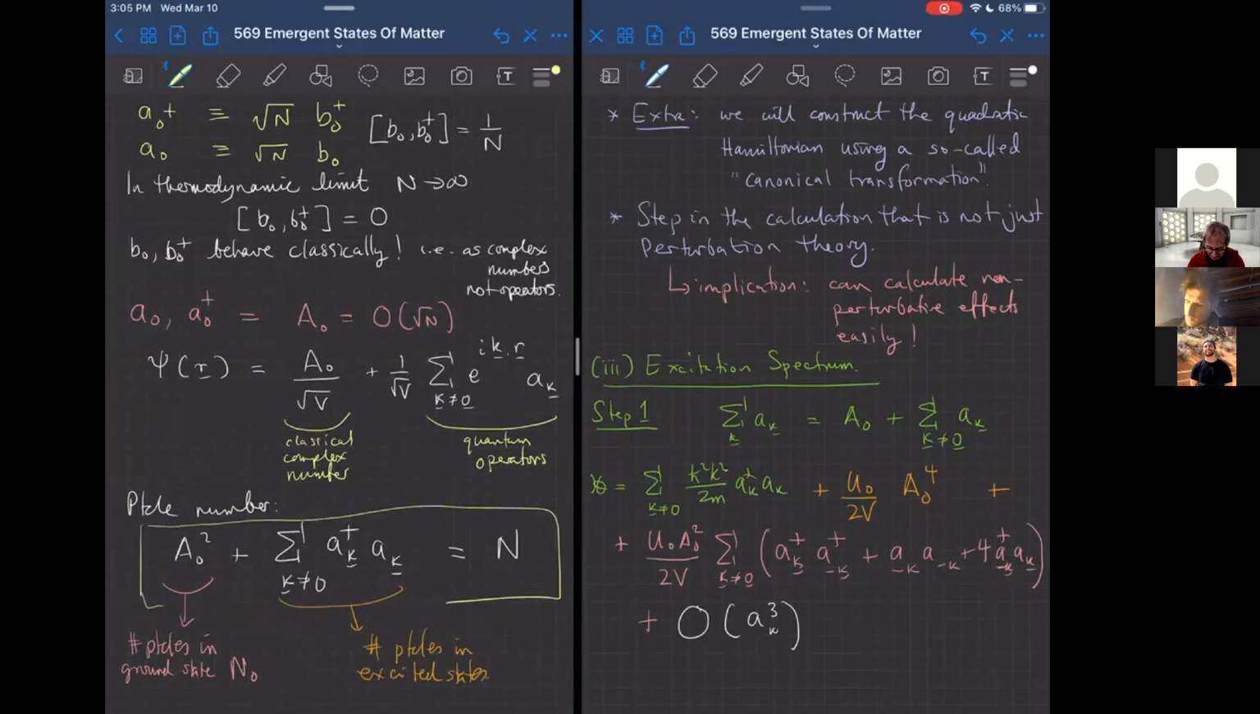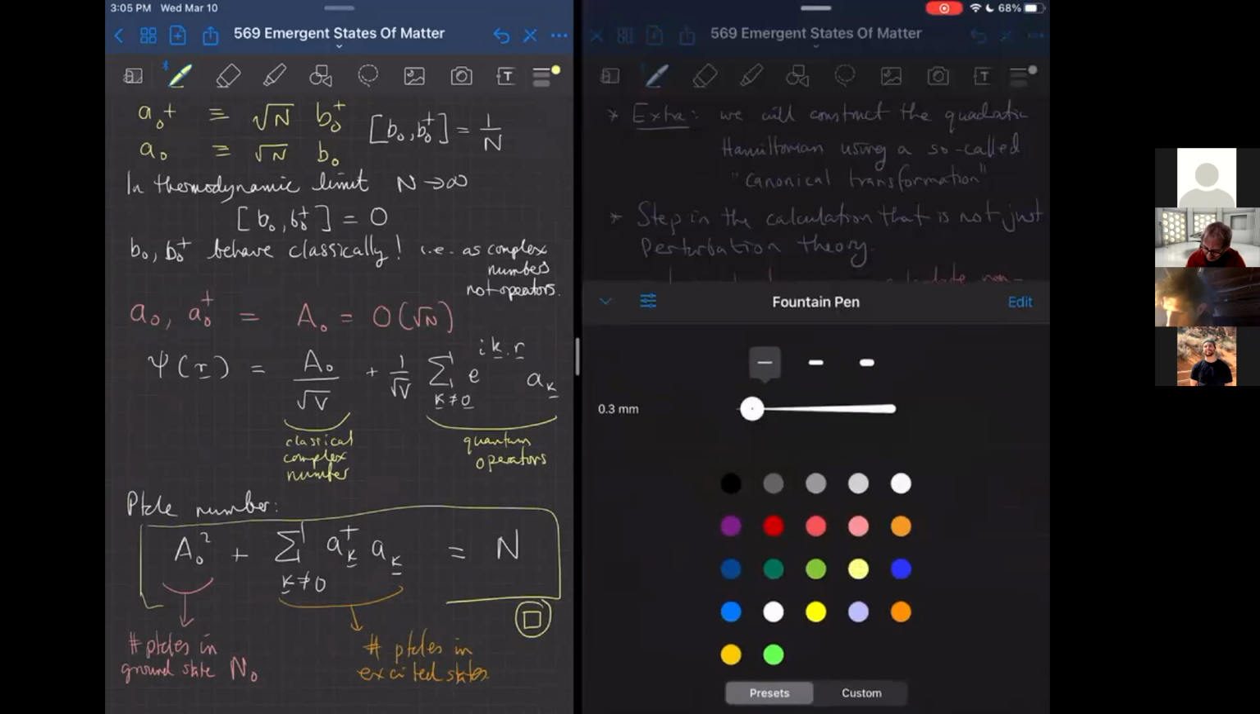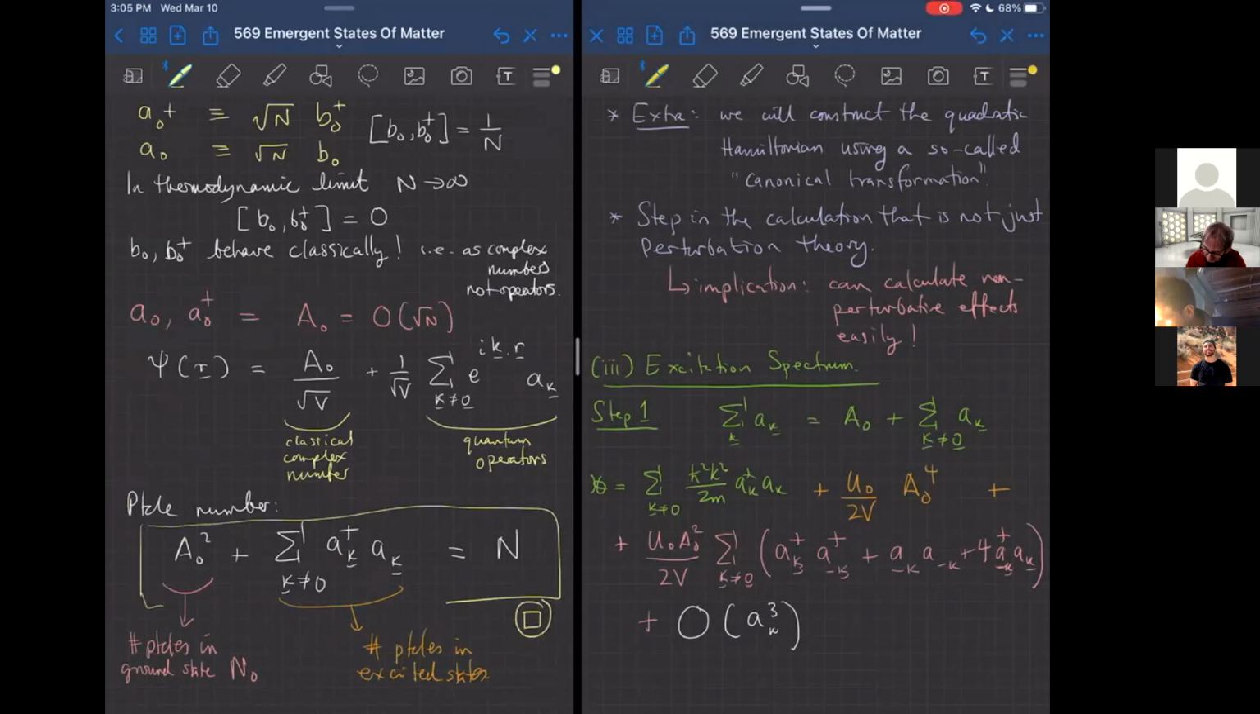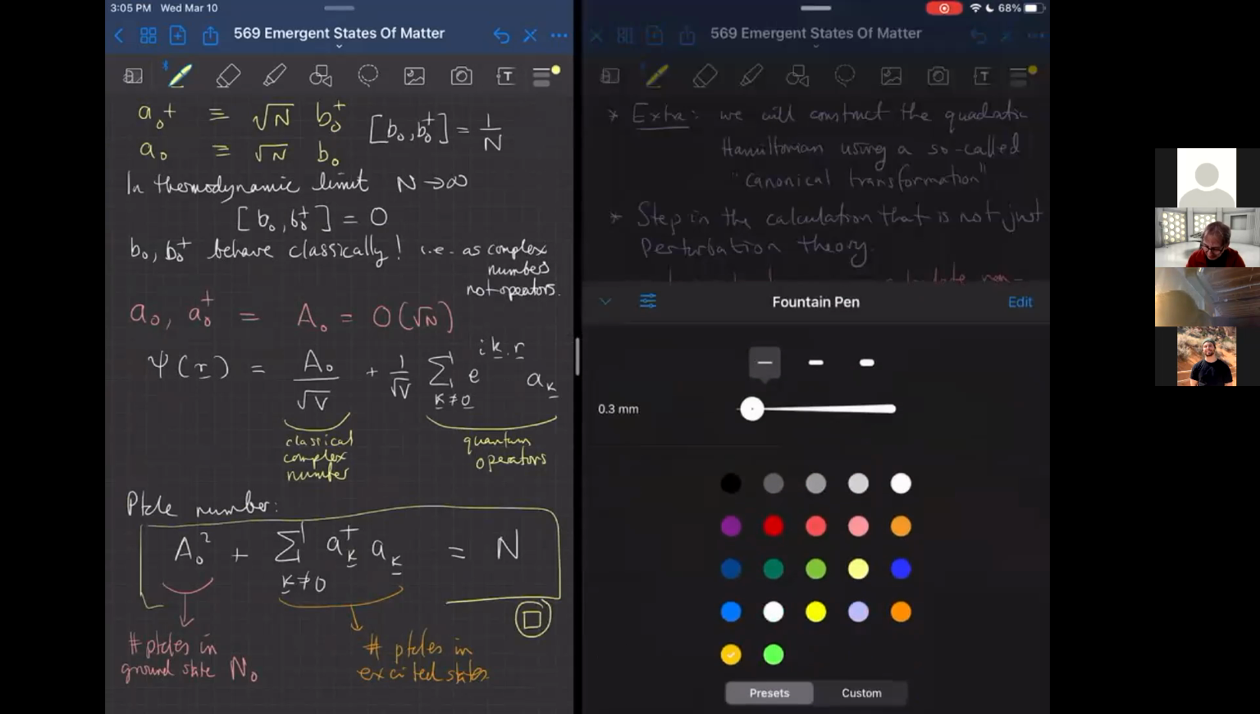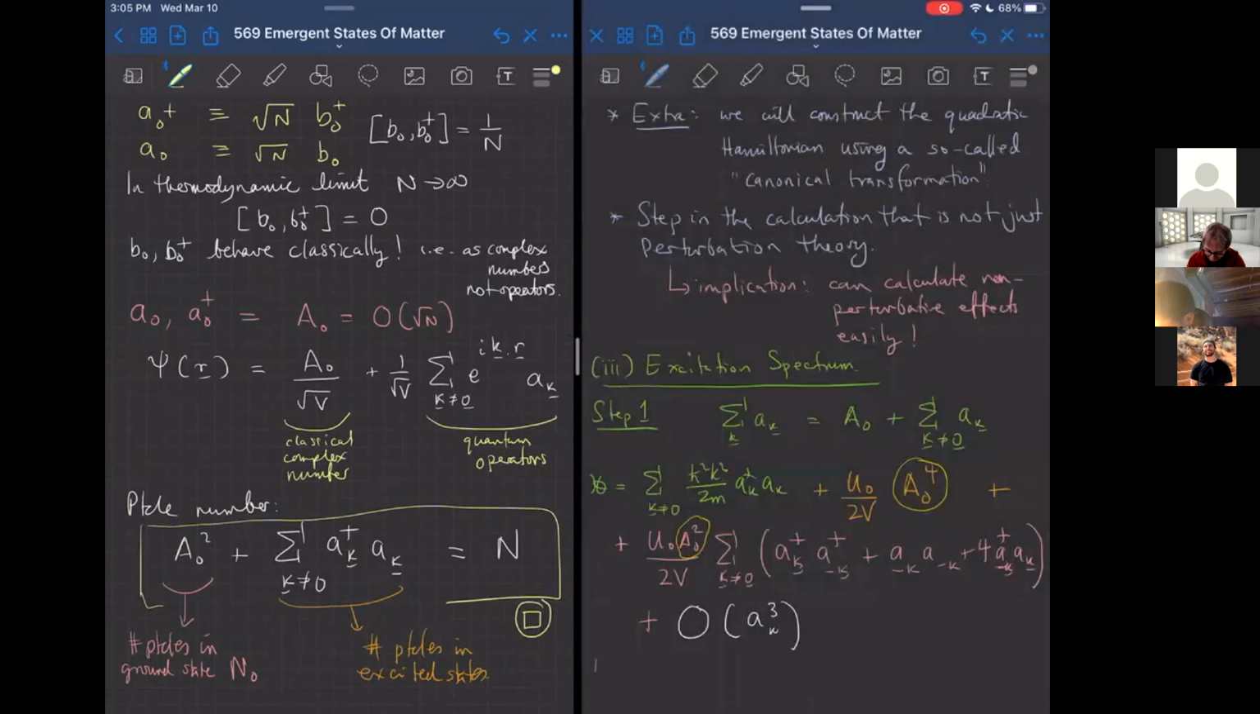So what we're going to do is use this formula, equation square, and we're going to substitute that into the expression I just wrote down in order to replace the A naughts with N's. So I've got here a factor of A naught. I've got another factor of A naught over here. And so the next thing I want to do is replace A naught by N.